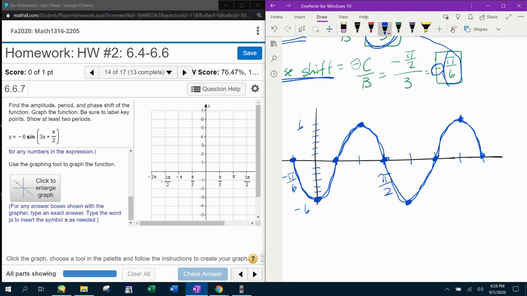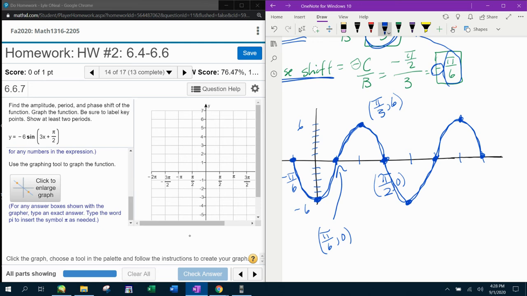Now, let's see if we can label some of these points correctly. Remember, each one of these hash marks is 1/6. So this point right here would be pi over 6 comma 0 because it's on the x-axis and the hash mark is 1/6. The next ordered pair would be at 2/6, but 2/6 reduces to 1/3, and that is up at 6.